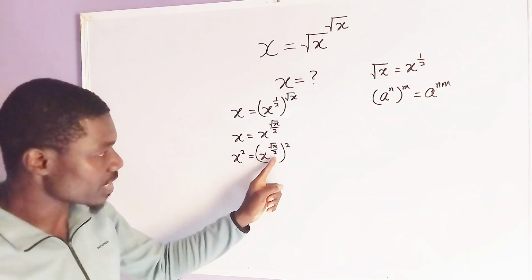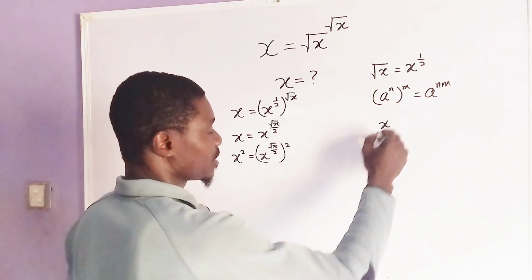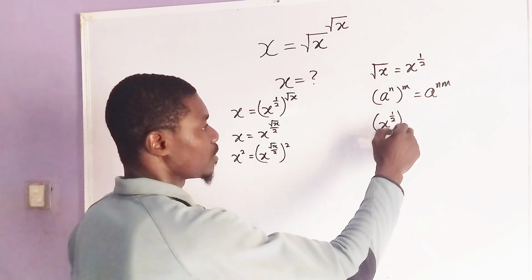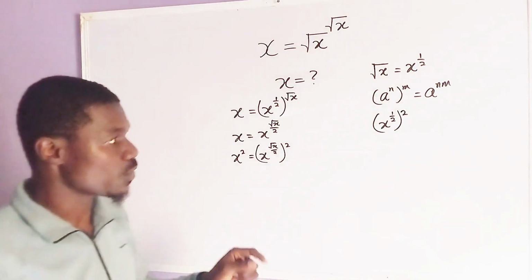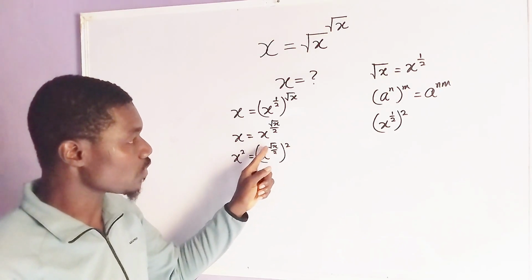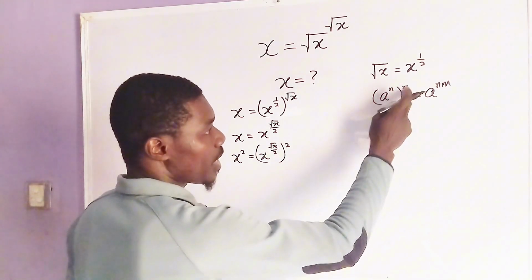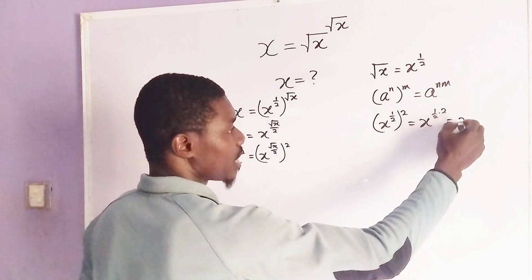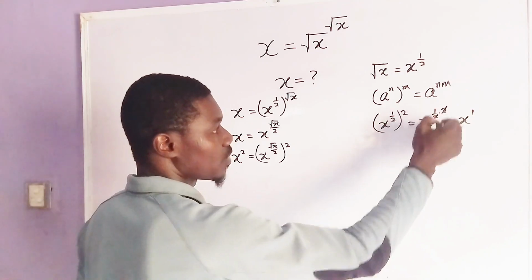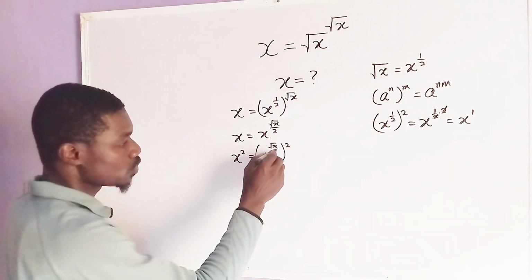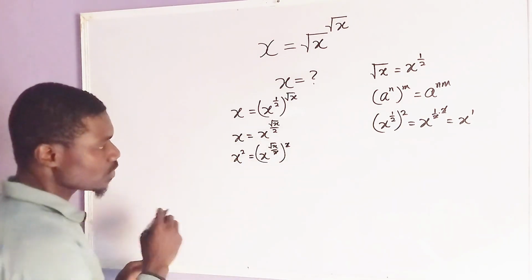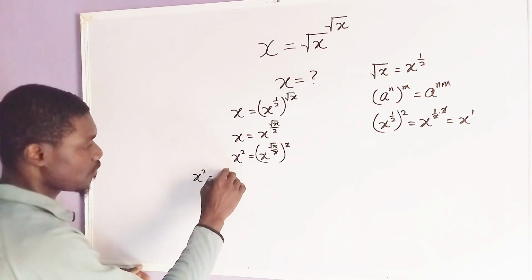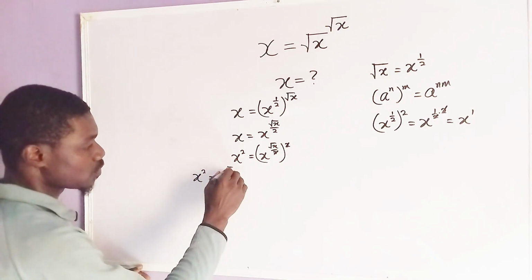Now looking at this, it's like saying x raised to the power of, let us say, 1 over 2, all raised to the power of 2, where the square root of x is represented as 1. And when we apply this rule here, this will give us x raised to the power of 1 over 2 times 2, which will definitely give us x raised to the power of 1, because 2 times 1 gives us 2, and you cancel out. So which means we cancel out these 2 here, right? So here we have x raised to the power of 2 then equals x raised to the power of the square root of x.